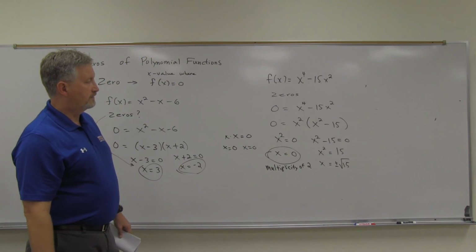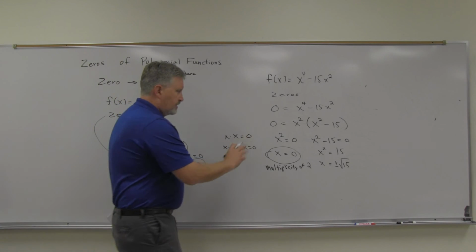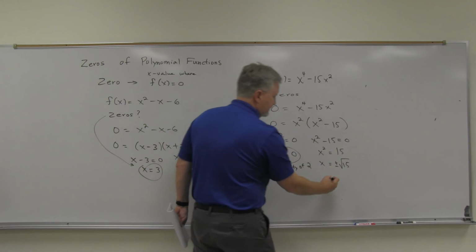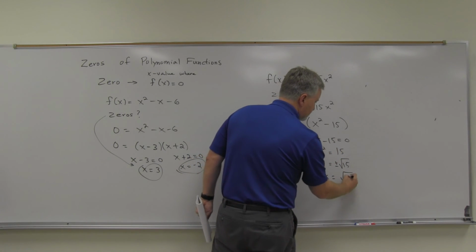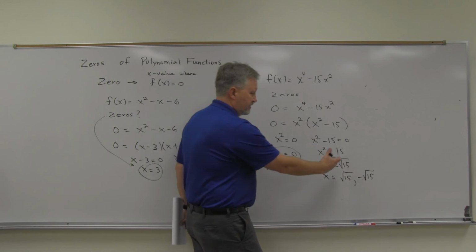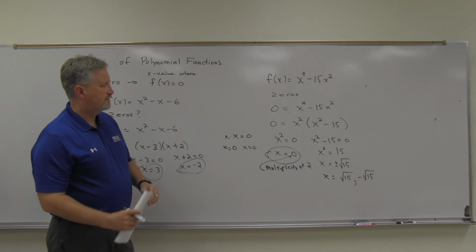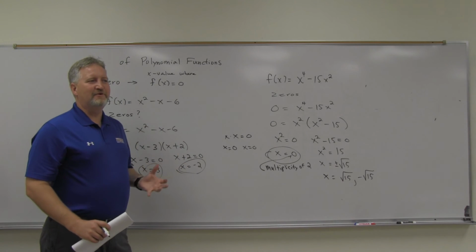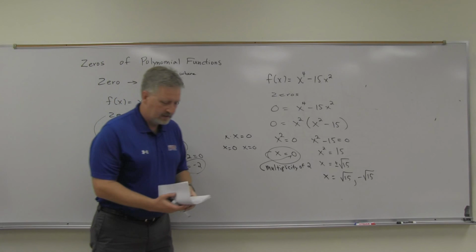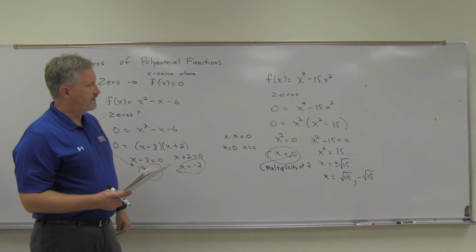Multiplicity of 2. And so when you have similar things, now this one, you've got the square root of 15, and the negative square root of 15. And those just occur once, right? There's one of those and there's one of those. But the 0 that is 0 has a multiplicity of 2, because it occurs twice. And we'll see some more of that particular thing happen in just a second.